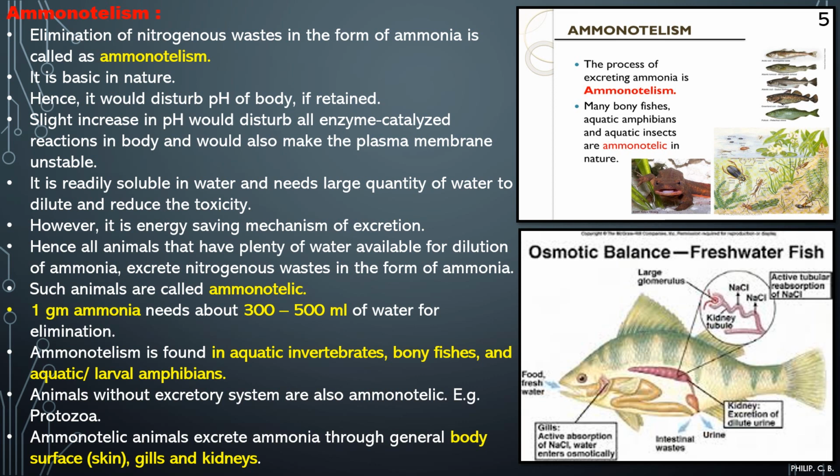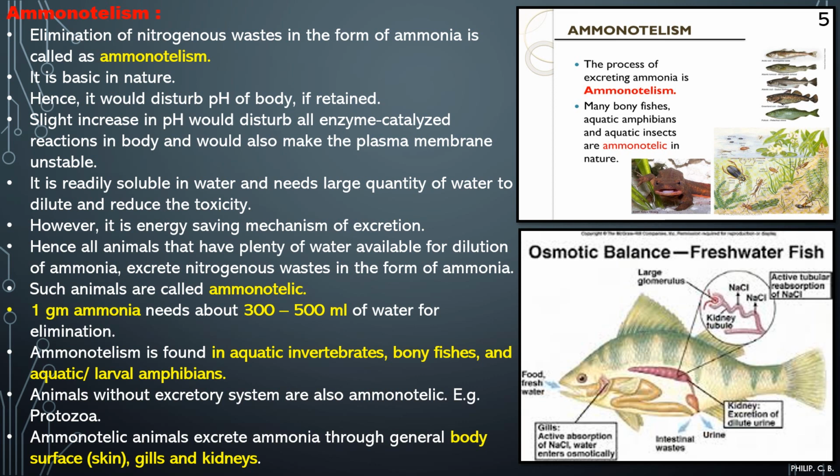A slight increase in pH would disturb all the enzyme-catalyzed reactions in the body and will also make the plasma membrane unstable. It is readily soluble in water and needs a large quantity of water to dilute and reduce the toxicity. That's why species which secrete ammonia require water. So usually these species are present in water bodies or near water bodies. However, it is an energy-saving mechanism of excretion.